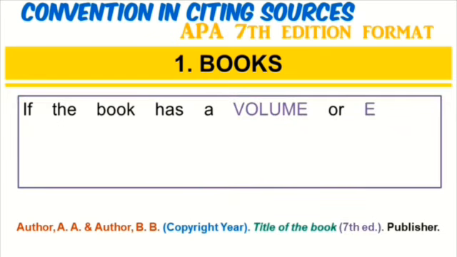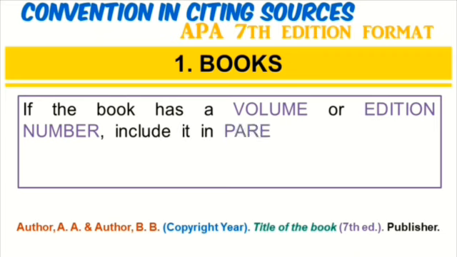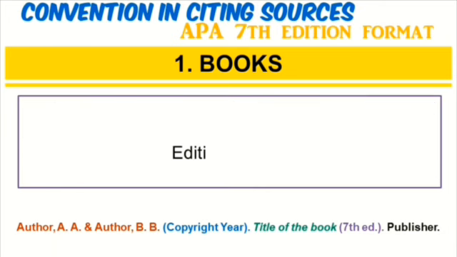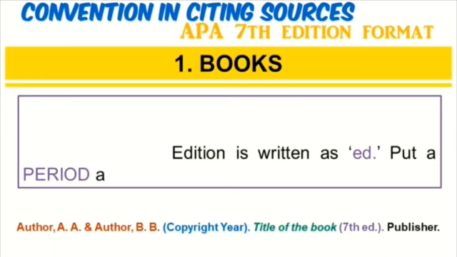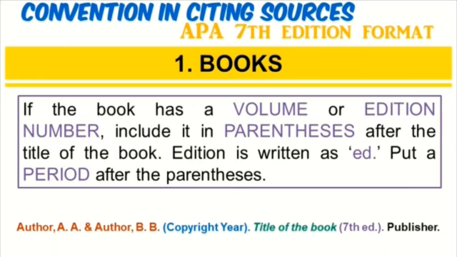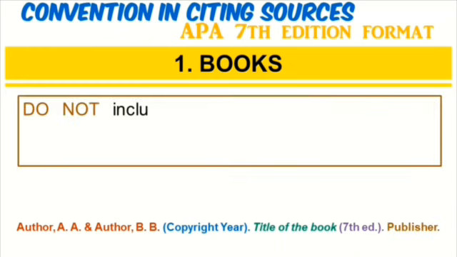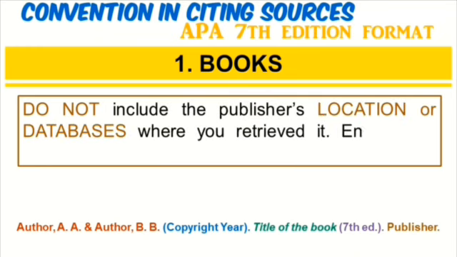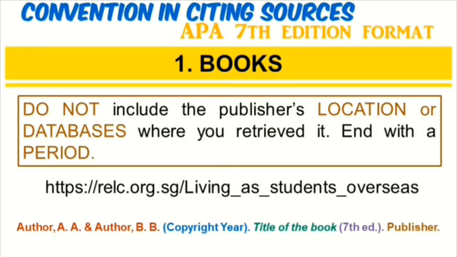If the book has a volume or edition number, include it in parentheses after the title of the book. If the citation is written as ED, put a period after the parentheses. See format below. Do not include the publisher's location or databases where you retrieved it, and end with a period. An example of a database or URL starts with HTTPS.